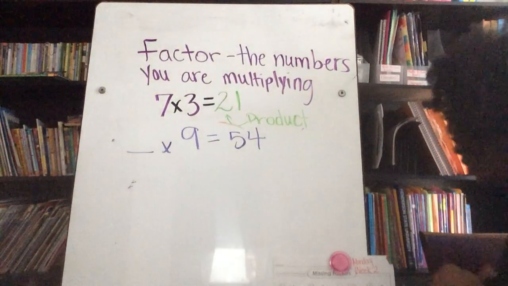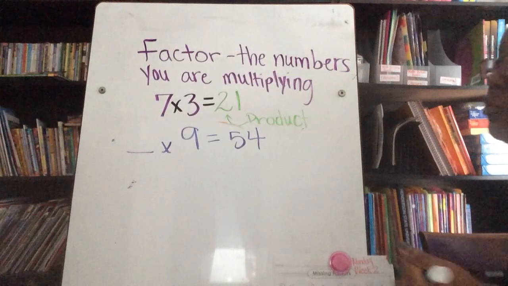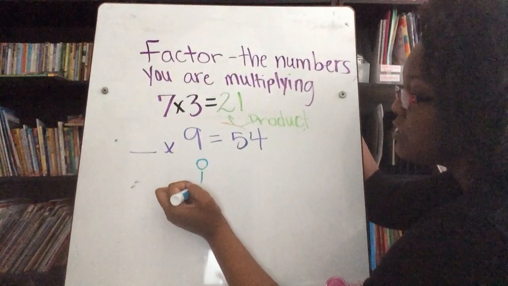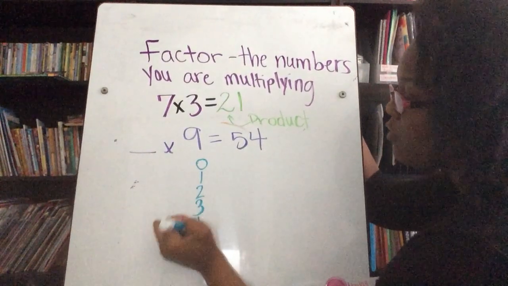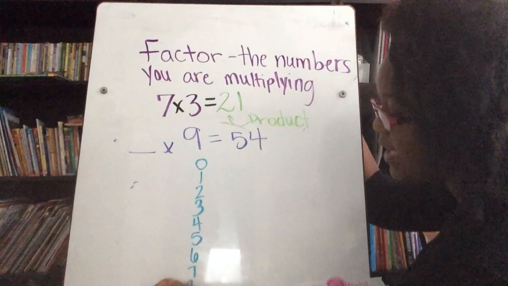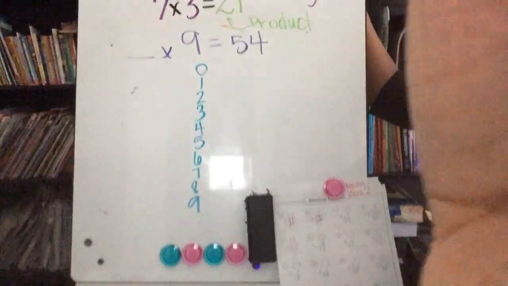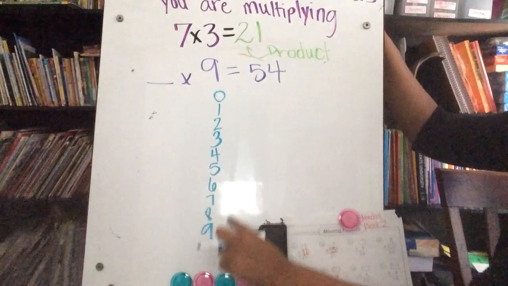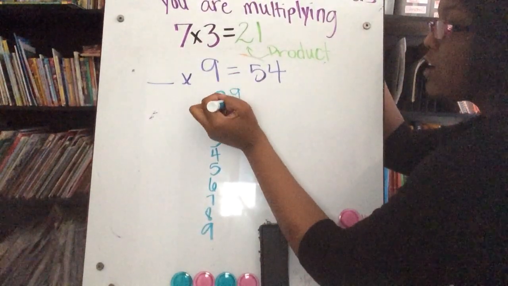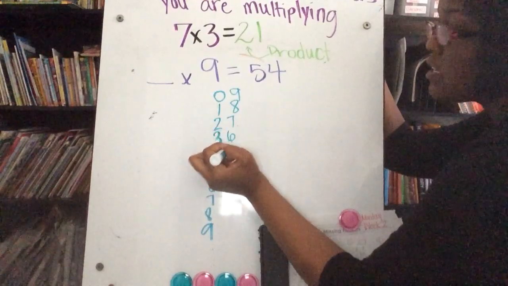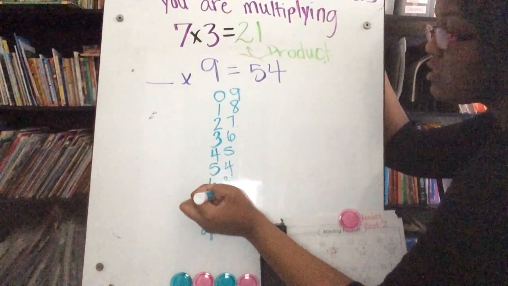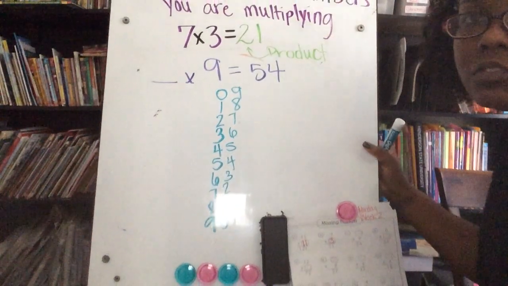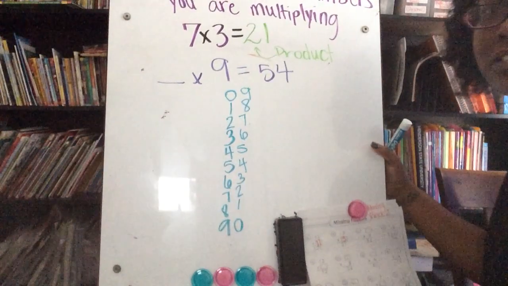In my classroom, we have learned the 9 strategy. So in order to do the 9 strategy, you have to start with 0 and count all the way up to 9. 0, 1, 2, 3, 4, 5, 6, 7, 8, 9. All right. Then on the other side, you have to make sure your numbers line up, but you're going to start with 9, and you're going to count down all the way to 0. 9, 8, 7, 6, 5, 4, 3, 2, 1, 0.